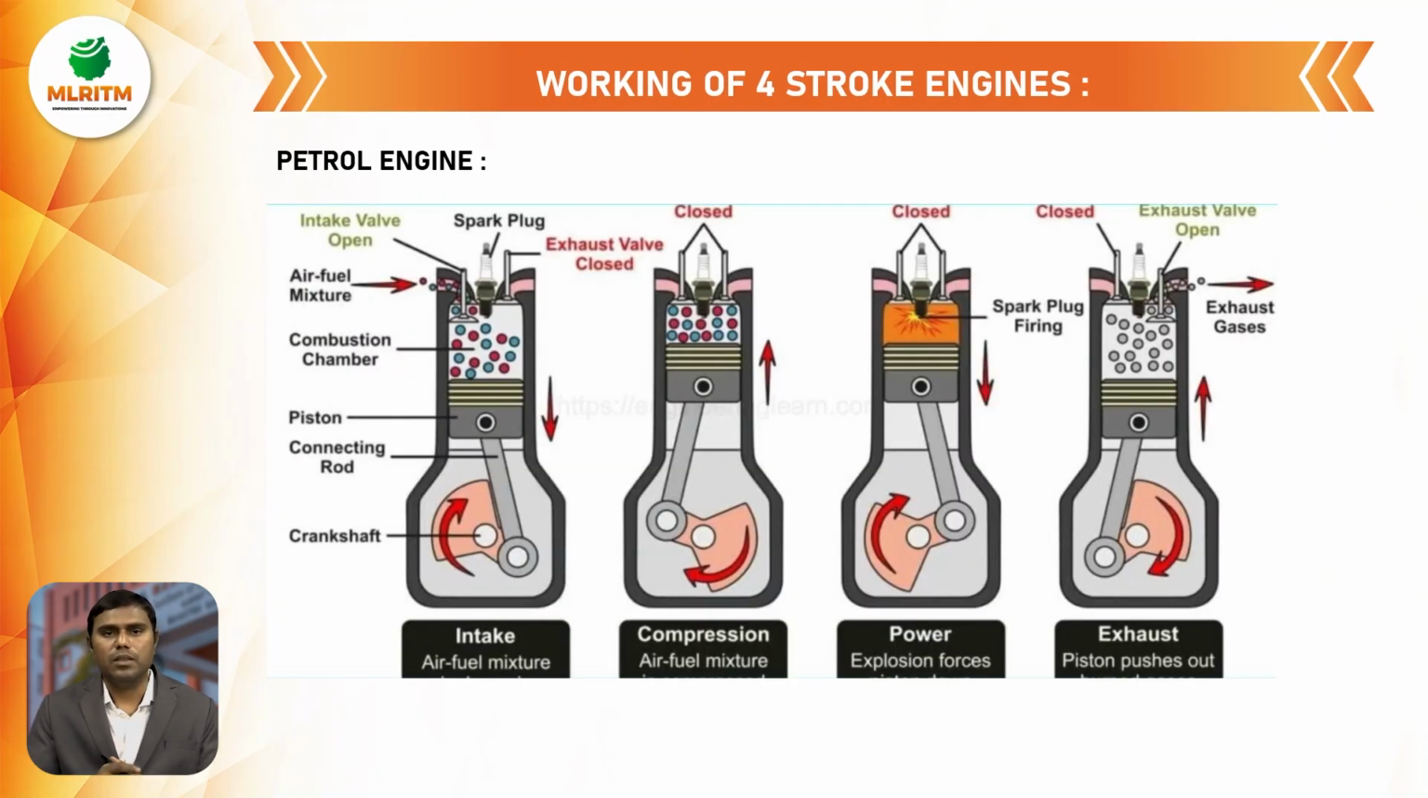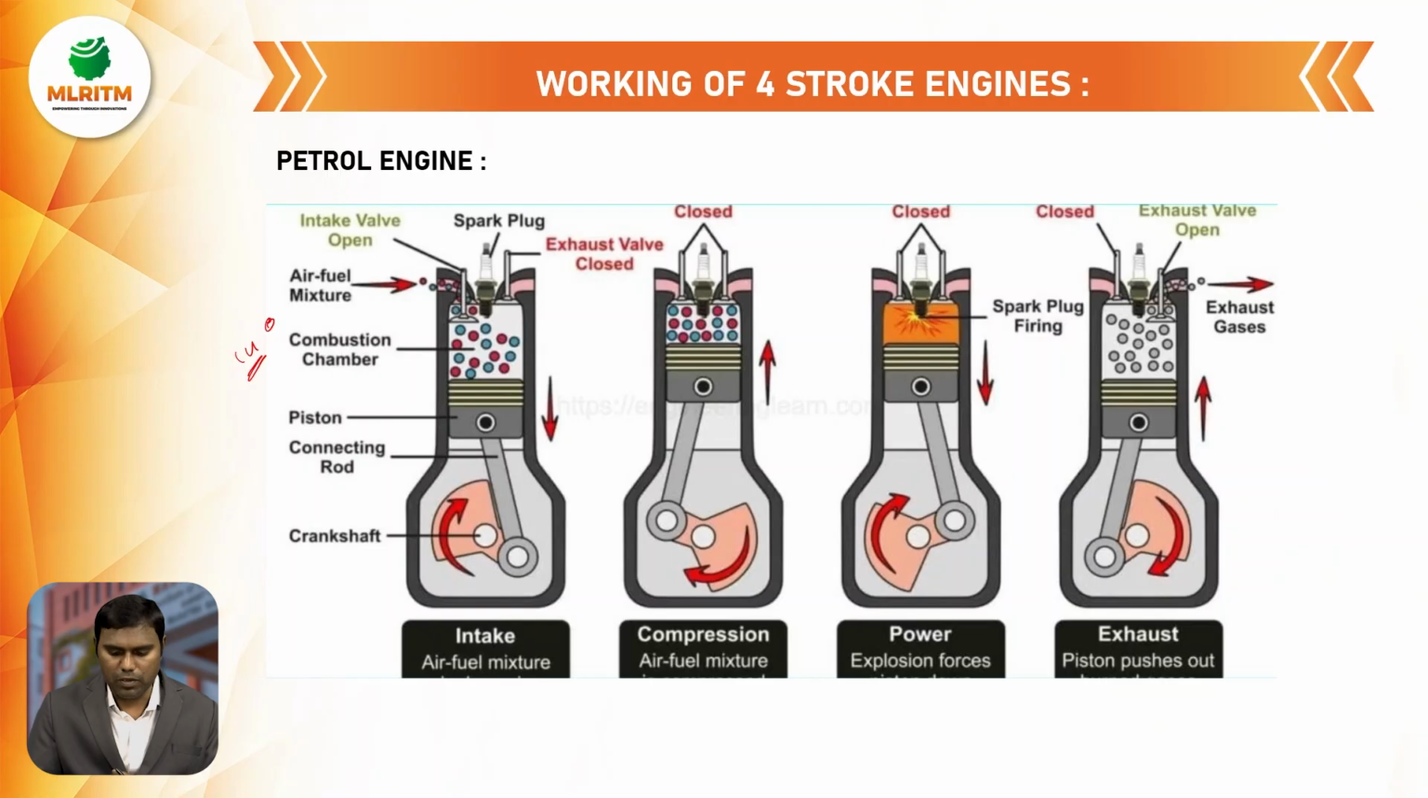Then coming to the working of the 4-stroke petrol engine. The main difference is that in a diesel engine, we use the fuel injector. But in a petrol engine, air and fuel are both mixed in a carburetor before being sent into the engine cylinder. Only with the help of the carburetor do the air and fuel mix. Then that mixture is sent into the engine cylinder through the inlet valve.